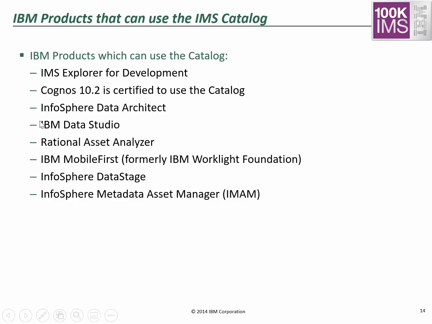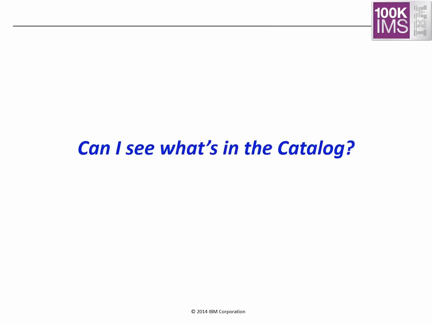So just to give you an example, IBM has a product called InfoSphere Data Stage. Data Stage is an ETL tool, extract, transform, load. And you can use Data Stage to access IMS data, extract, transform, and load elsewhere, provided you've got the IMS catalog implemented, right? So this is another list of products that you can use. And these are IBM products, but I'm sure there are non-IBM products that you can also use once you've got the IMS catalog implemented.